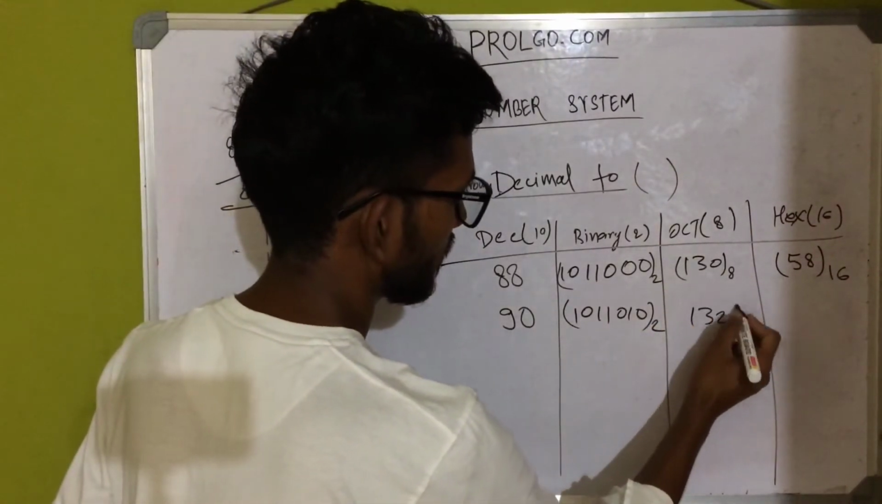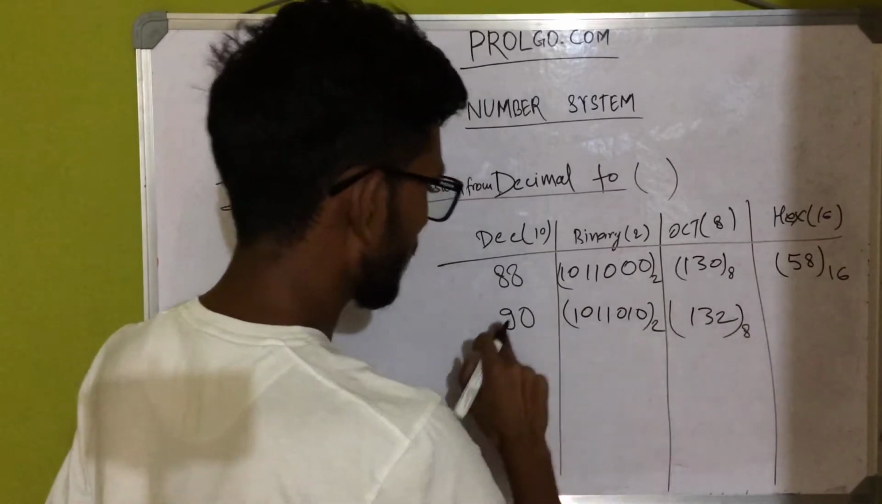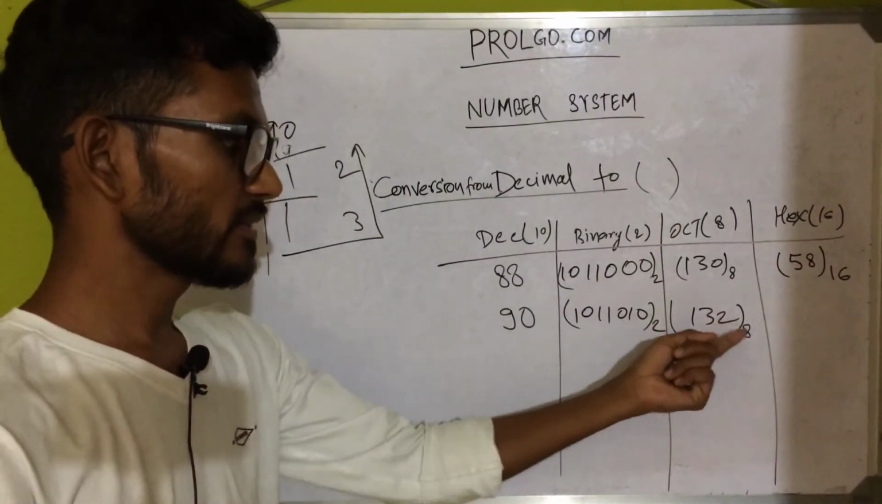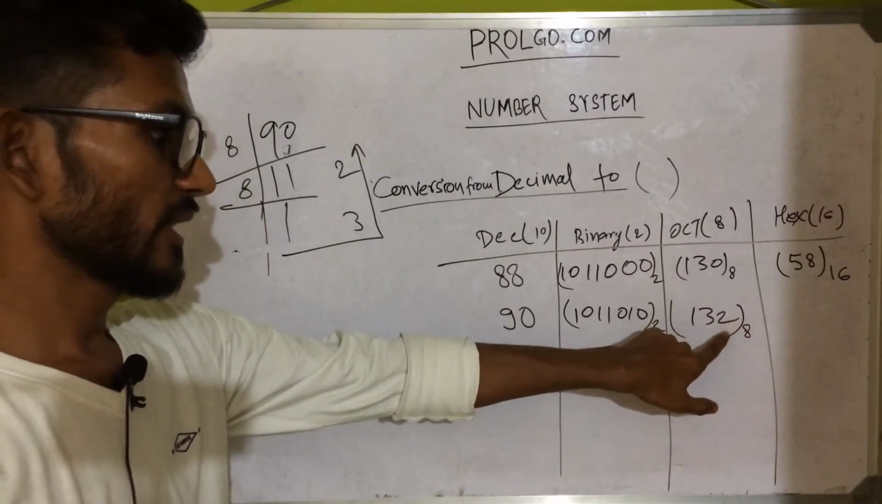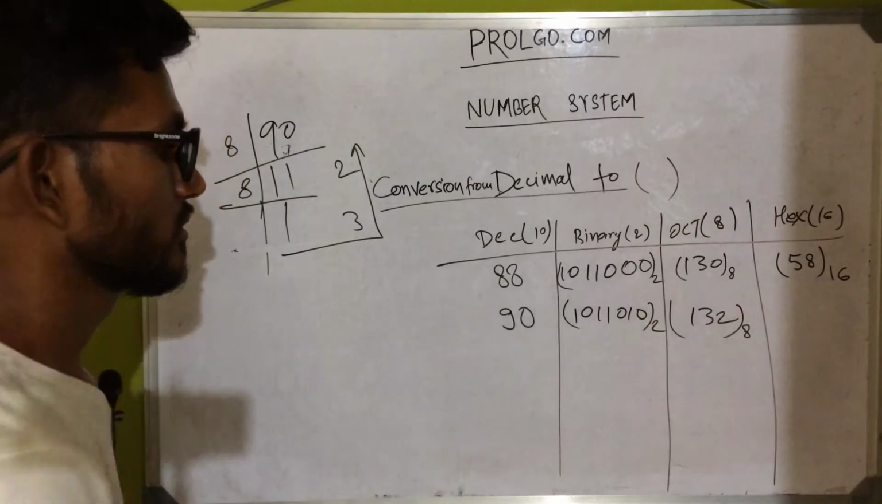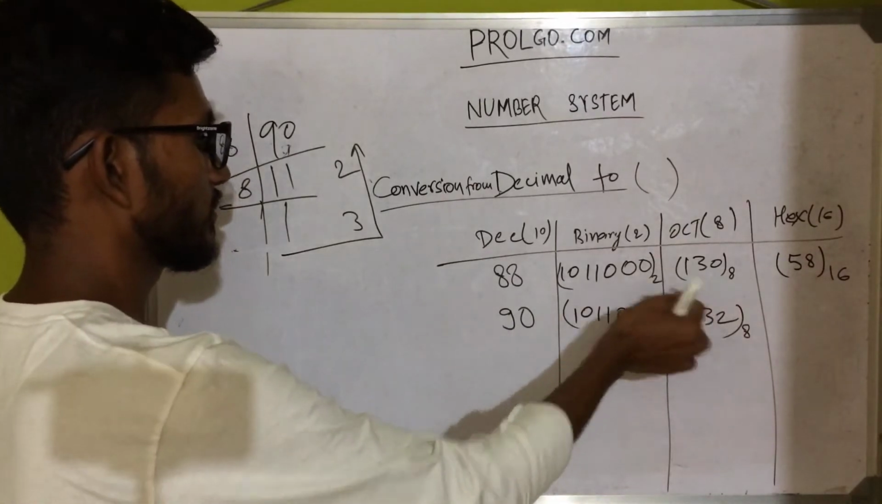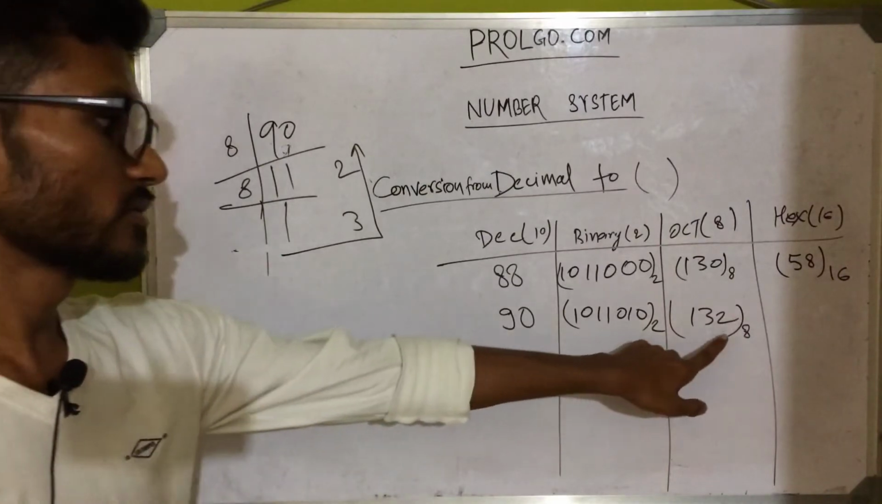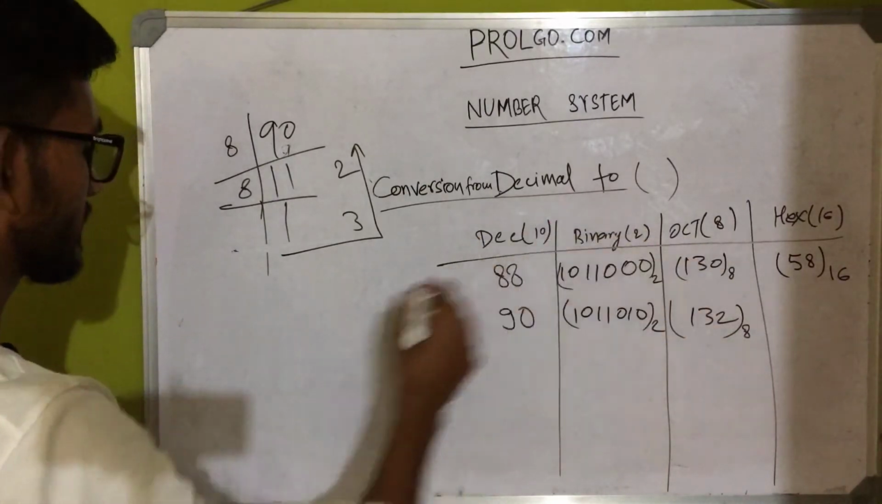So the same number 90 in octal would be 132. Checking: 64 plus 24 is 88, plus 2, 90. So this is correct. Now let's take another one.